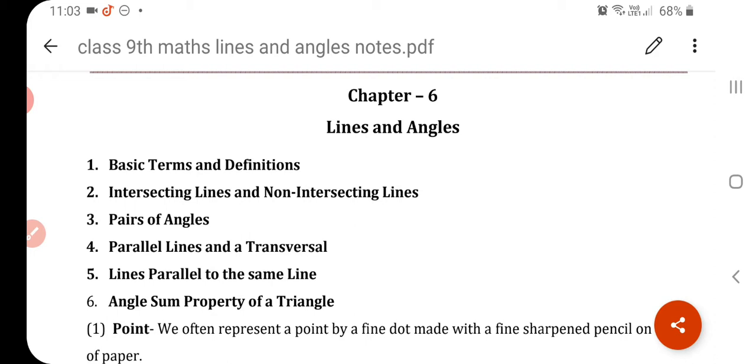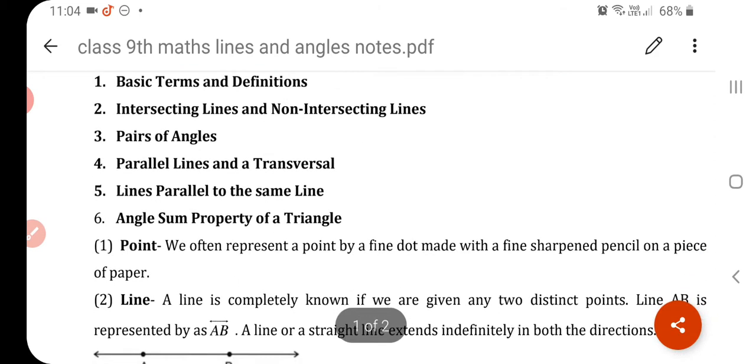In this chapter we have learned about basic terms and definitions. What are basic terms? Point, line segment. Then we have learned about intersecting and non-intersecting lines, pair of angles, parallel lines and a transversal, and lines parallel to the same line. And we have learned about the fifth point. So let's revise. Point.